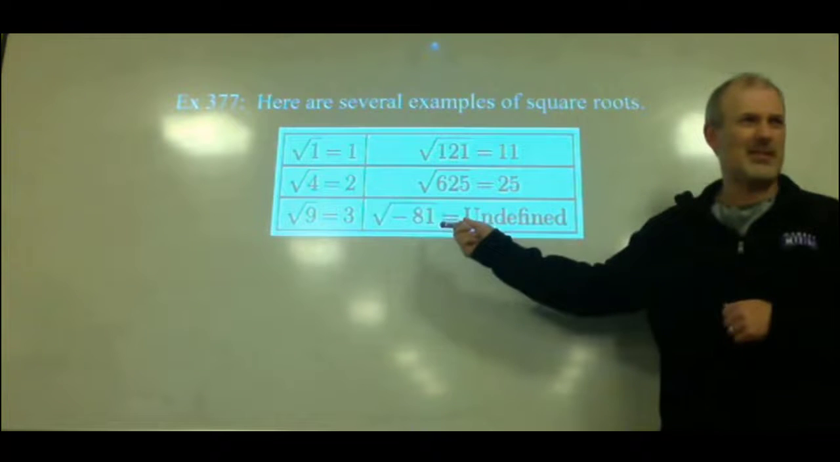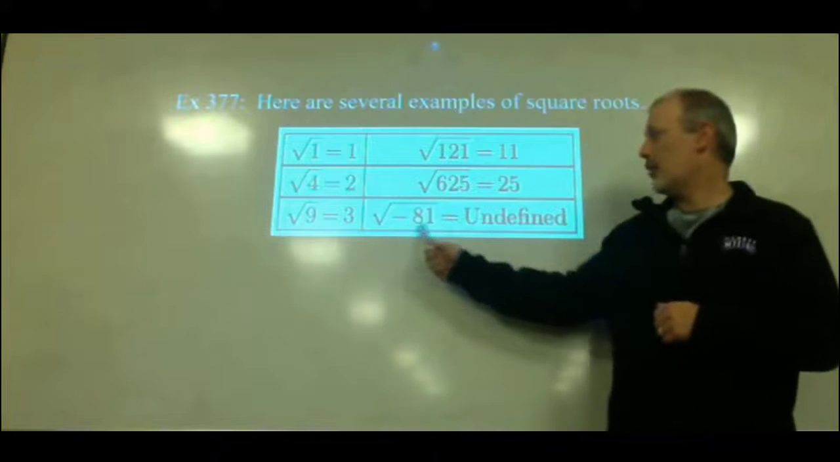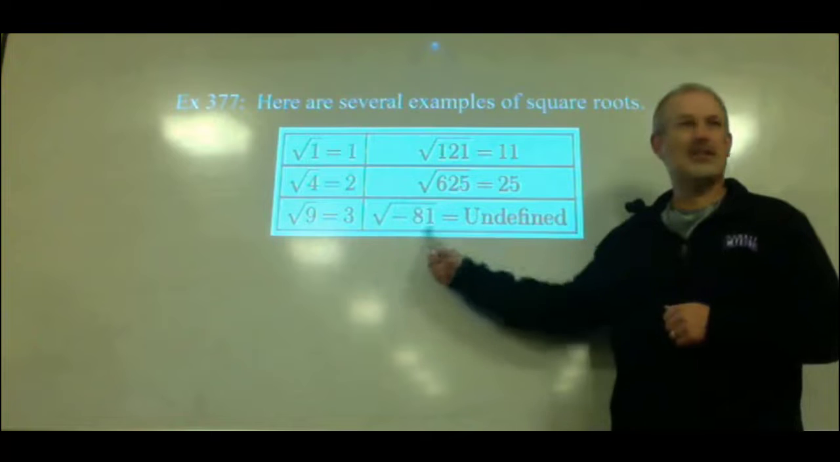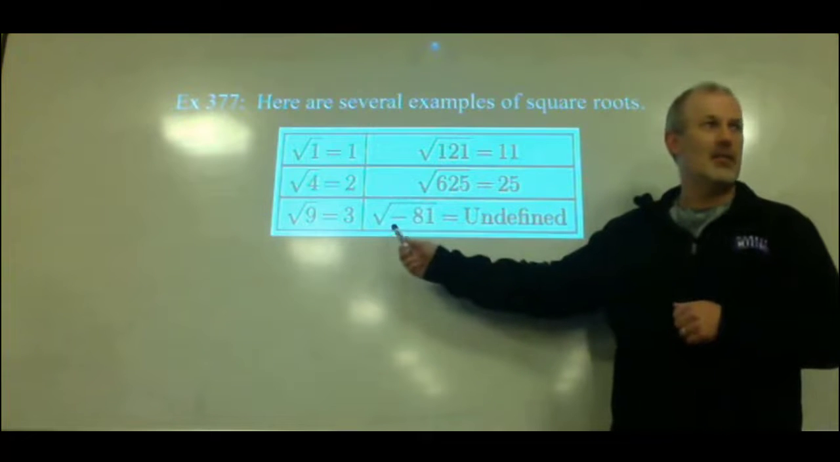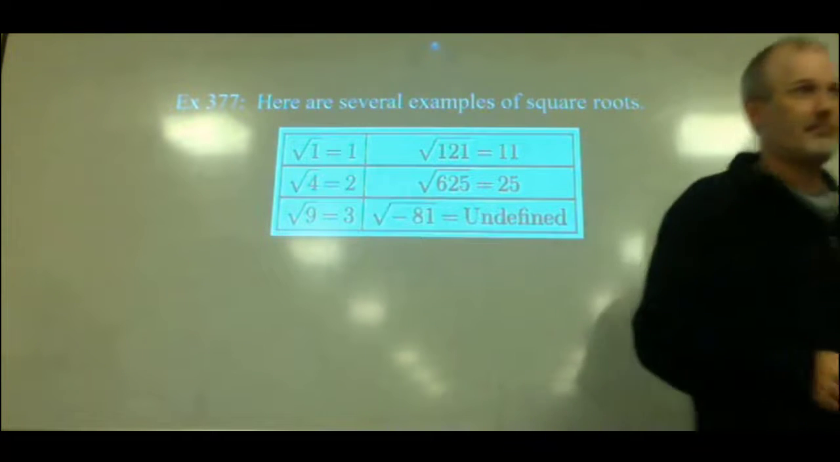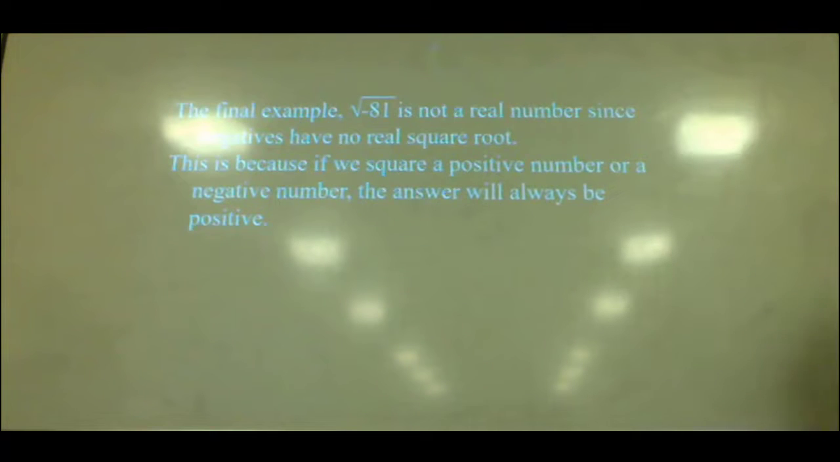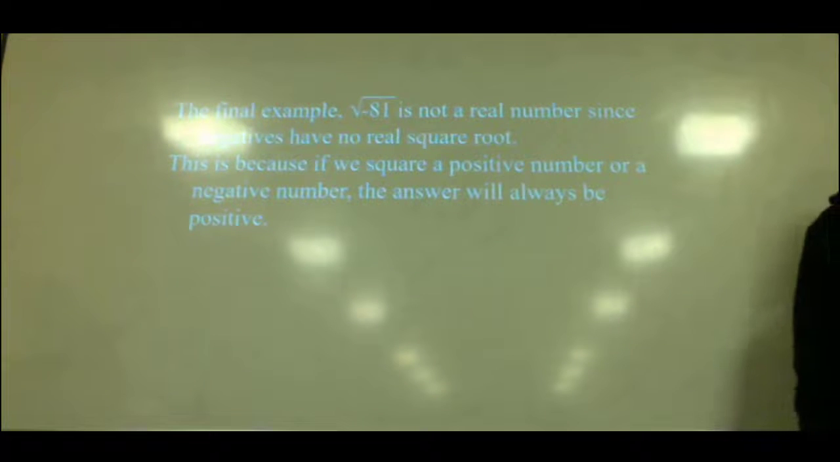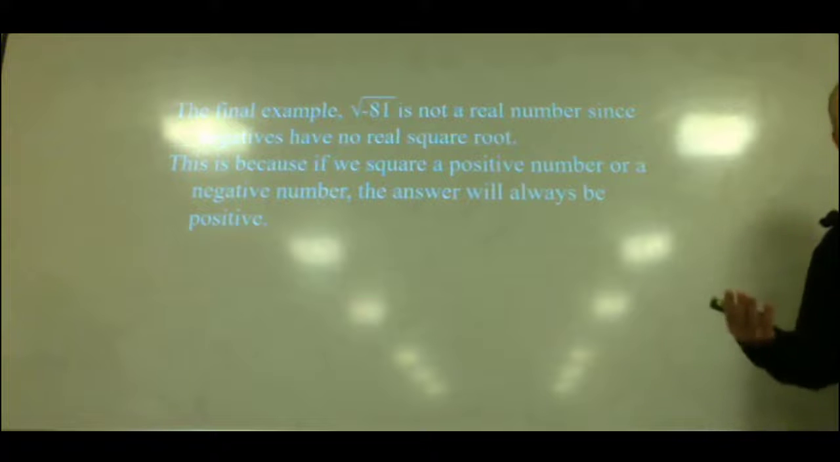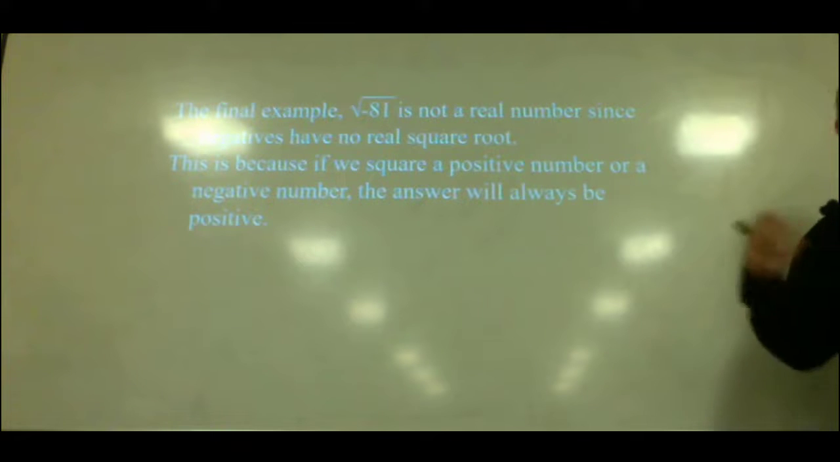Does that make sense? So we're not even going to worry about dealing with negatives inside of here when we're talking about square roots, because it's impossible. Okay, using real numbers. So our final example, the square root of negative 81 is not a real number since negatives have no real square root. There's no real number times itself that will give you a negative answer.